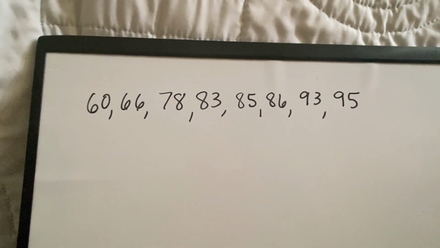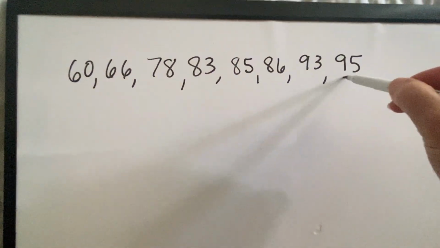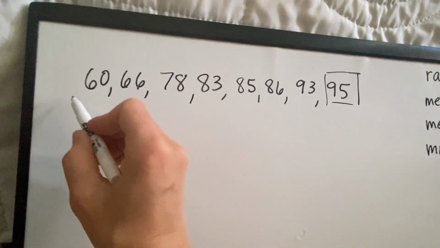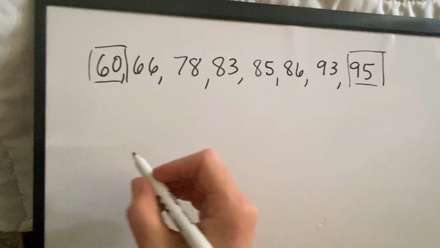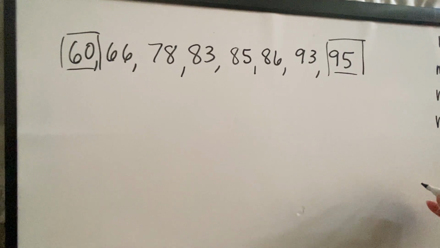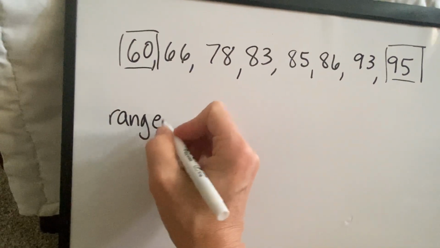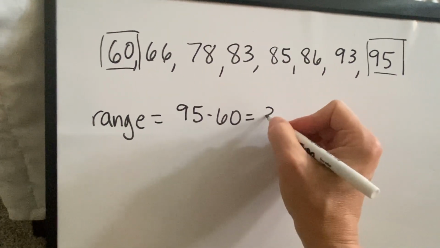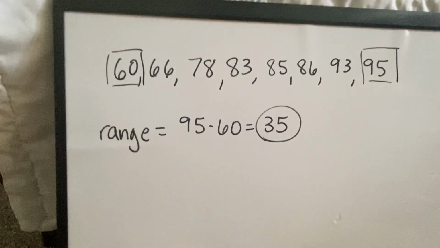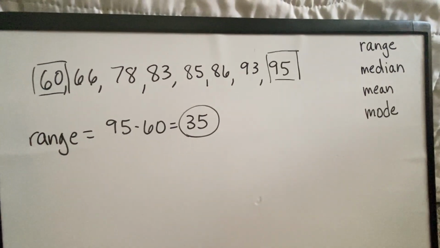Okay, so the first thing they're going to ask for is the range. The range is the difference between your biggest number and your smallest number. So difference is subtraction. So the range is 95 minus 60, which would be 35. So the range is 35.